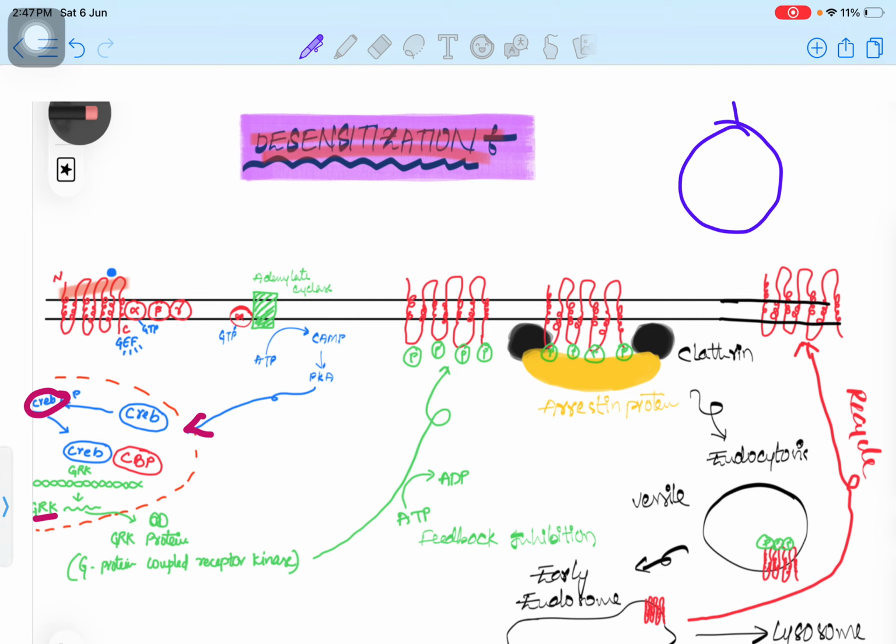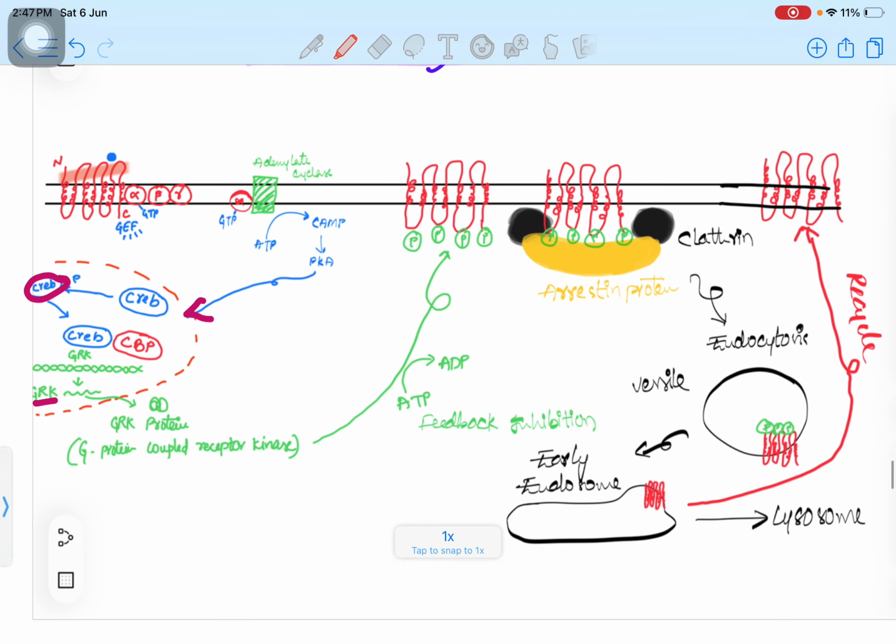This is one situation. The other situation is where we have a normal amount of receptors, but the signaling is going too much, meaning ligands are binding and attaching and signaling is working too much. So in that condition what do we need to do? We need to do the desensitization process. Let's try to understand how it is working.